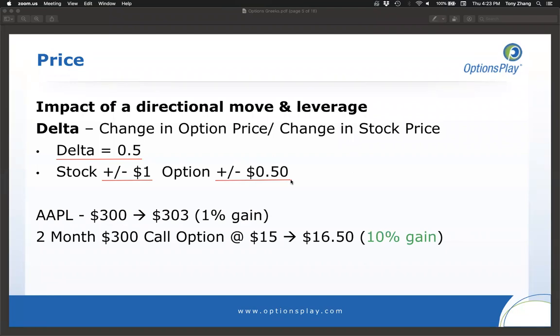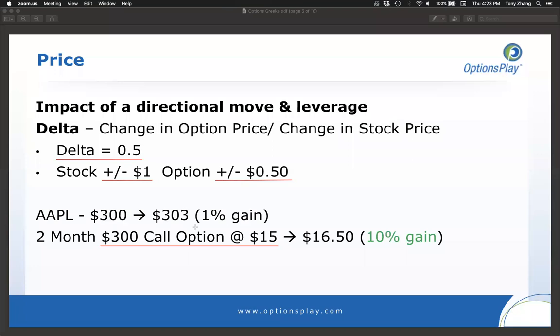So in an example, let's say you buy a 2-month call option on Apple. You buy a $300 call option and you pay $15 for that call option. And during this time, when you own this call option, the stock moves from 300 to 303.